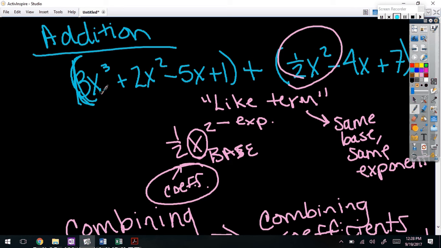This term has got an x to the third. I'm going to circle it. Do you see any more x to the third terms? No. Nope, so it's by itself. Let's move to the next one. How about x squared terms?